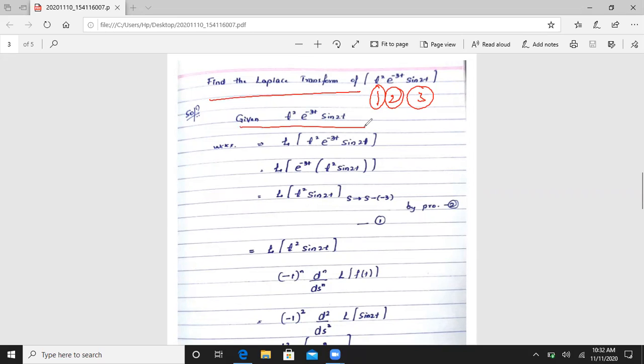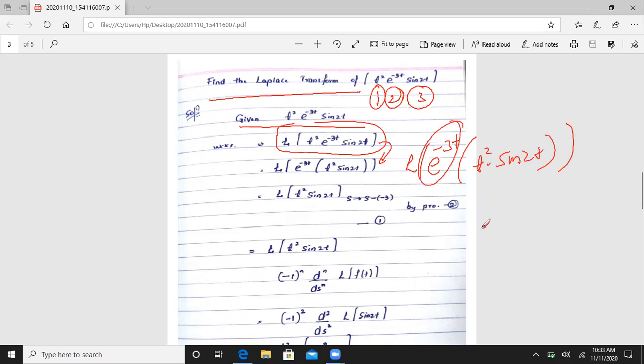First, we will write the given equation. What is the given equation? That is t square e to the power minus 3t into sin 2t. You already know this is your given equation. This equation we can write as Laplace transformation of e to the power minus 3t into t square into sin 2t. And this function you already know, e to the power minus at. For e to the power at, s tends to s minus a, and here s tends to s minus of minus 3, so it becomes s tends to s plus 3.